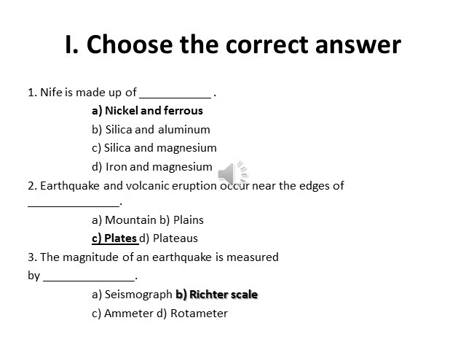Then third one. The magnitude of an earthquake is measured by A. Seismograph, B. Richter scale, C. Ammeter, D. Rotometer. The magnitude of an earthquake is measured using the Richter scale. The seismograph is an instrument to record the earthquake, but the magnitude is measured by the Richter scale. So option B.